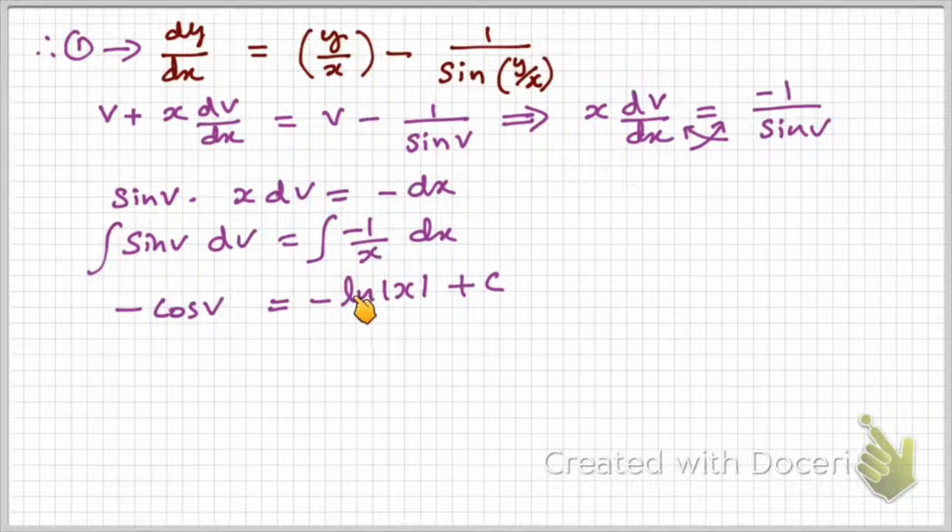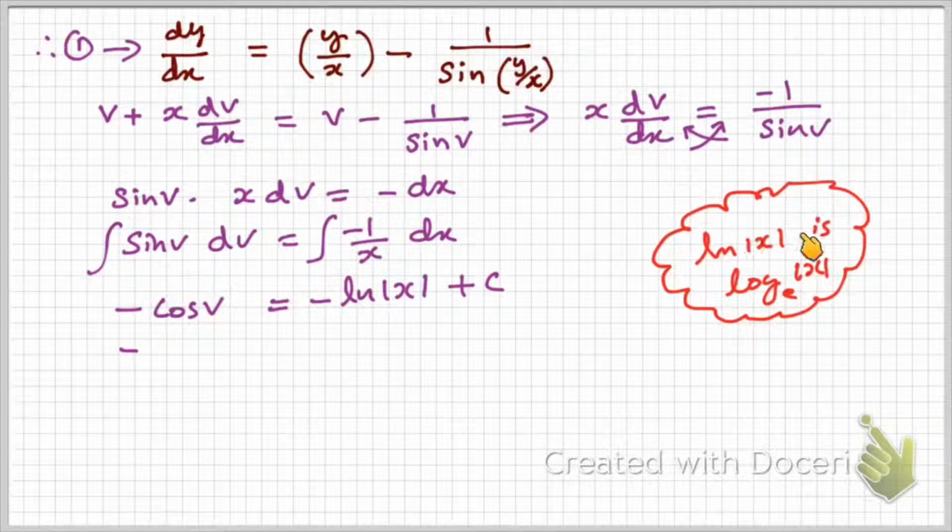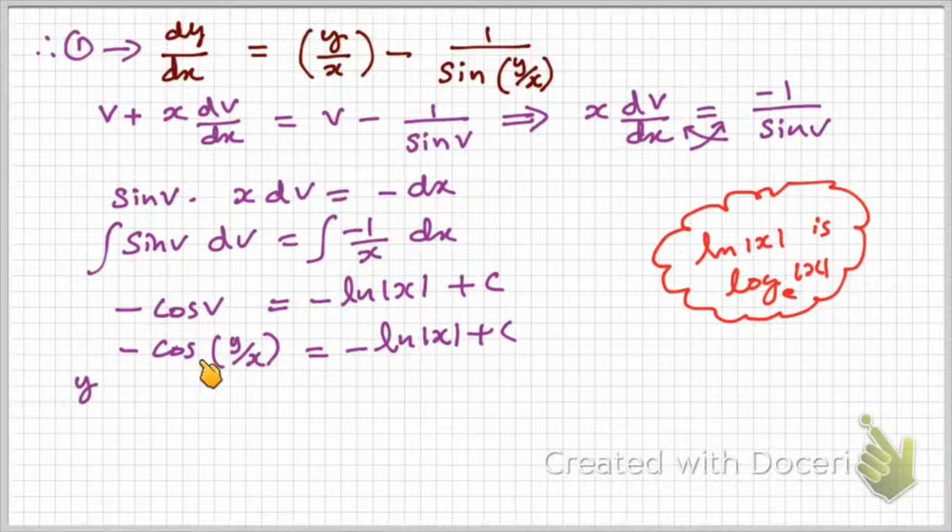ln mod x plus c. So that's my answer going to be. I just have to replace v by y by x. Remember, this is what I am doing. Log of mod ln of mod x is actually log x to the base of e. So when I replace v by y by x, my answer is minus cos of y by x is equal to minus ln of mod x plus c.